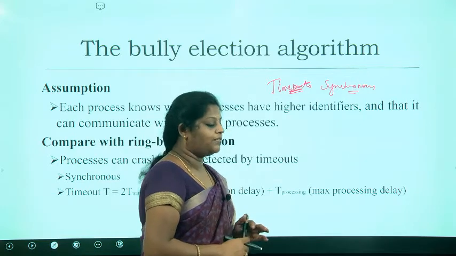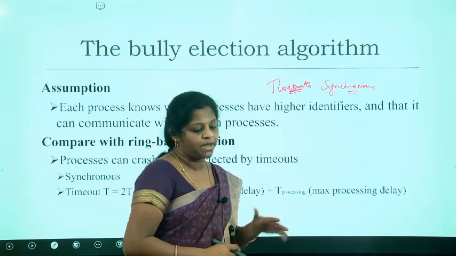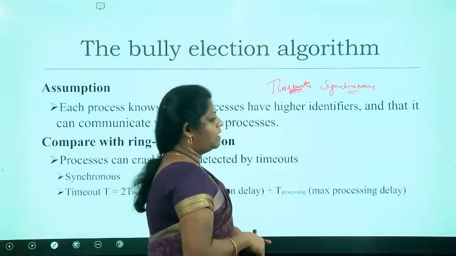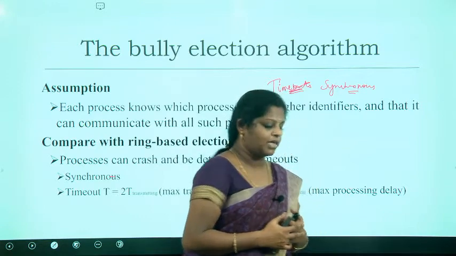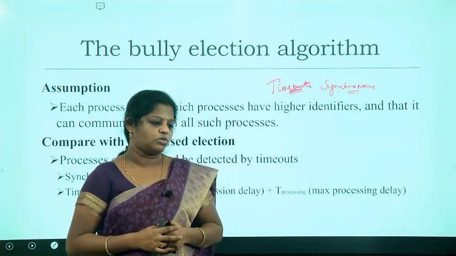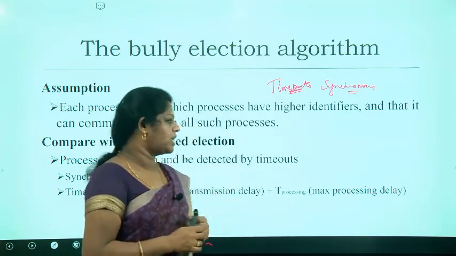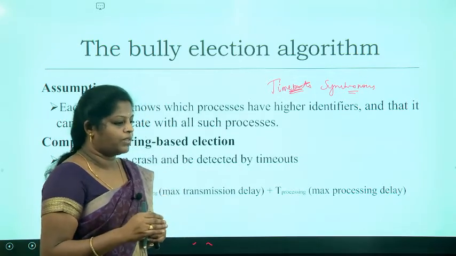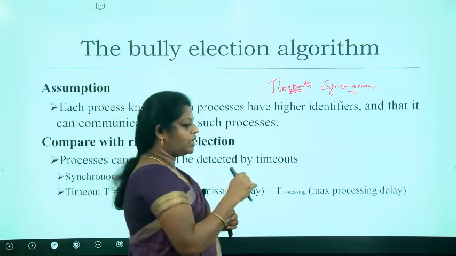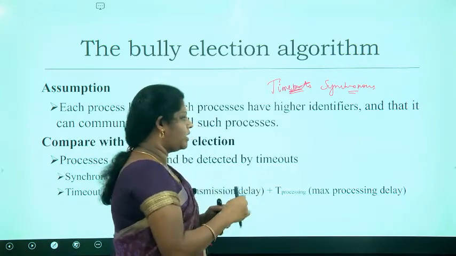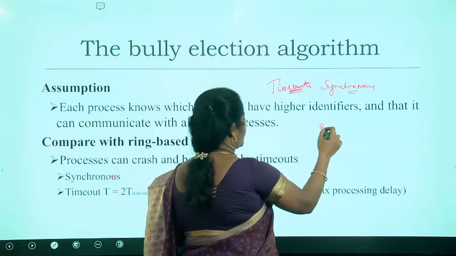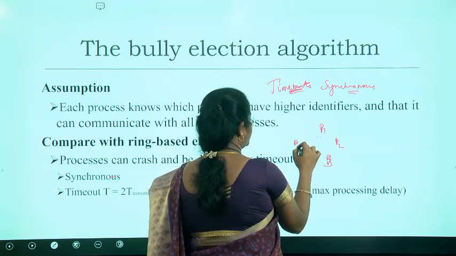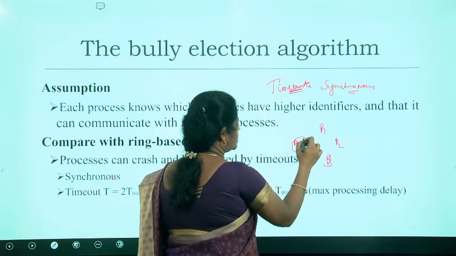Another difference between the ring based algorithm and this one is that the processes have minimal prior knowledge of one another. In the ring based algorithm, each process has minimal knowledge of the others. For example, if 5 processes are there, they don't have much knowledge of the other processes. This process doesn't have knowledge of these two.